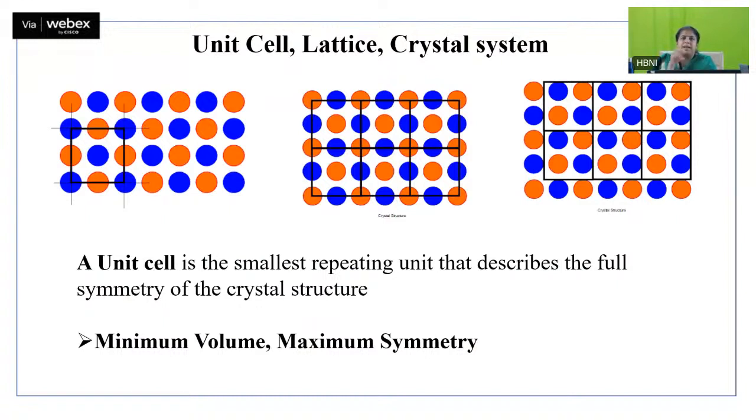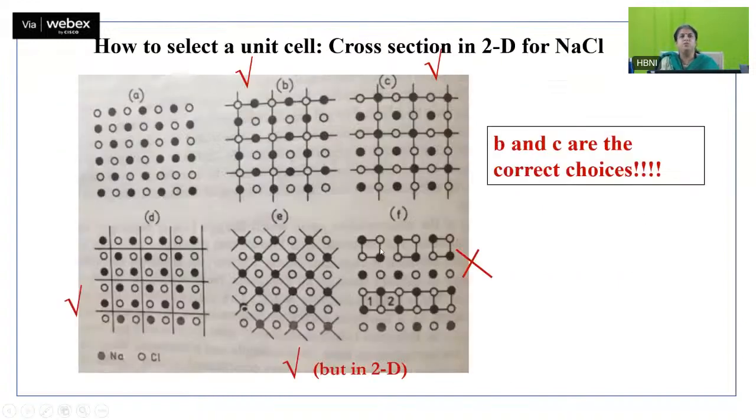So what is a unit cell? That's the smallest repeating unit that describes the full symmetry of the crystal structure. You always have to remember that the unit cell has the minimum volume. It is the smallest unit. If you repeat it three-dimensionally, it will create your crystal structure. But this smallest unit should have all the symmetry of the structure that you are trying to represent. You can have an even smaller unit for that particular structure, but if it does not have all the symmetry elements expected for the structure you are trying to reproduce, then it is not a unit cell.